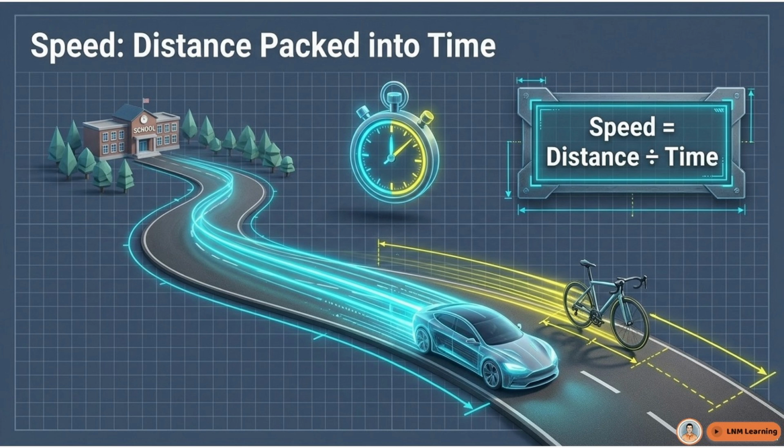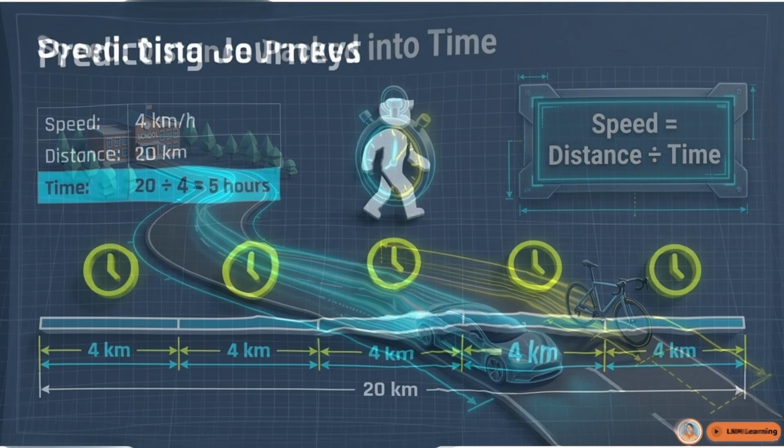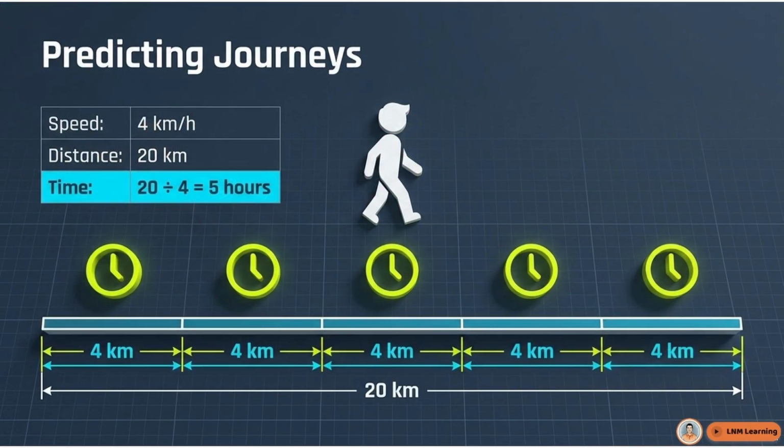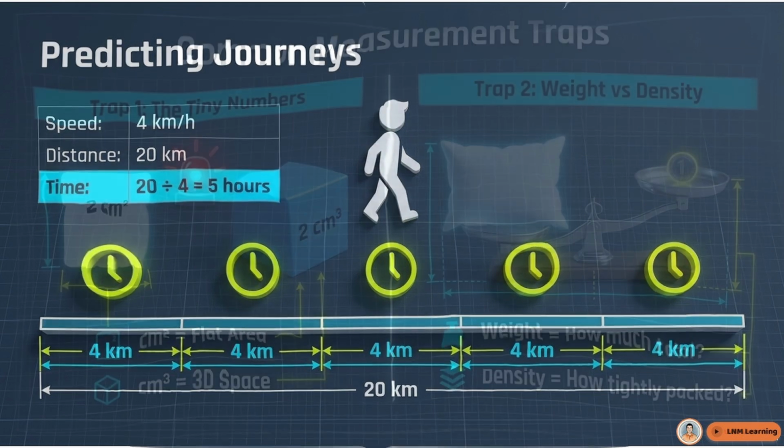So let's understand this with an example. A boy walks at 4 kilometers per hour. He needs to cover 20 kilometers. How long will it take? Just rearrange. Time is equal to distance divided by speed. That's 20 divided by 4, equal to 5 hours. And it flips the other way too. Know the speed and time? Multiply them to get the distance. One little formula and you can predict journeys before they even start.